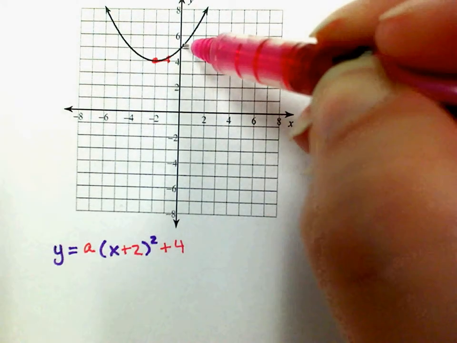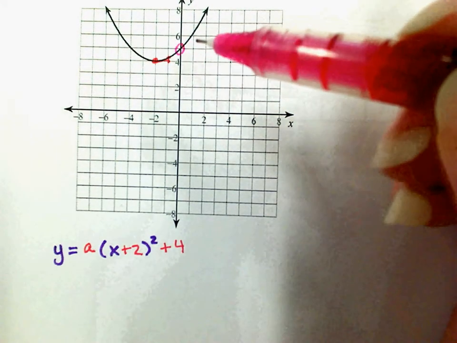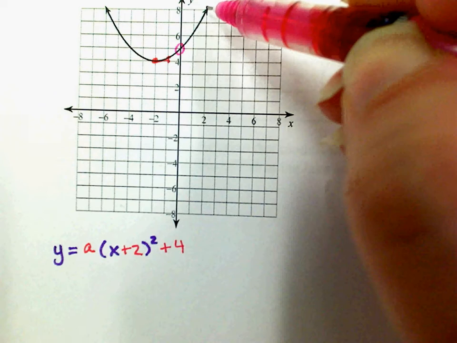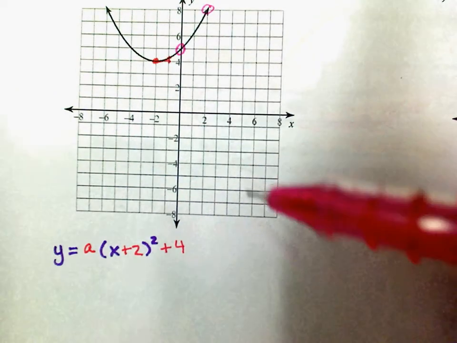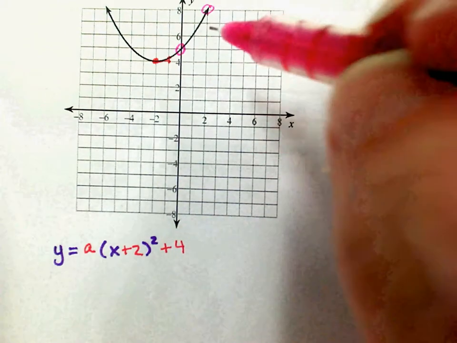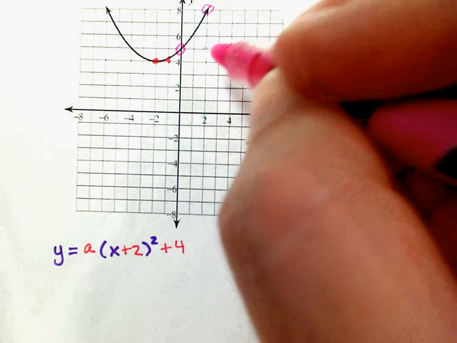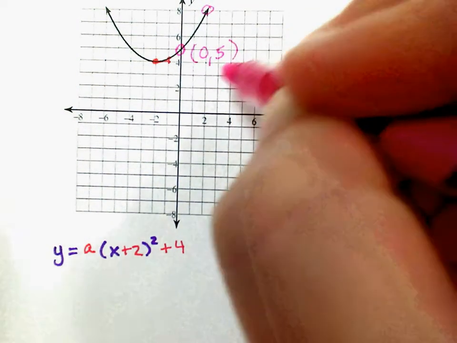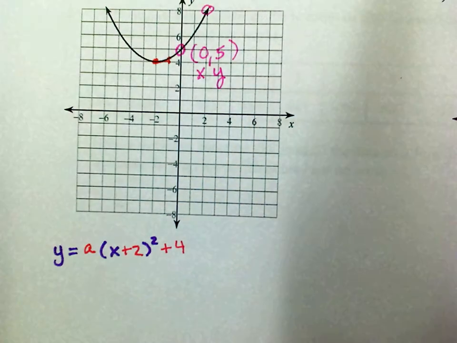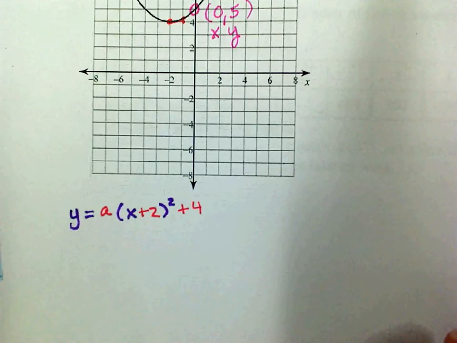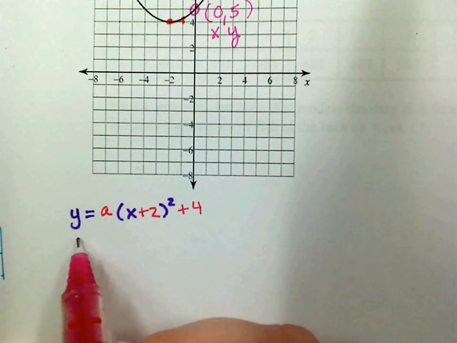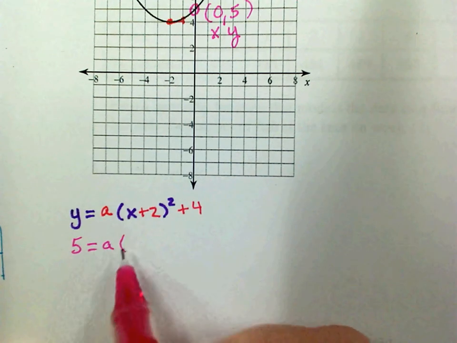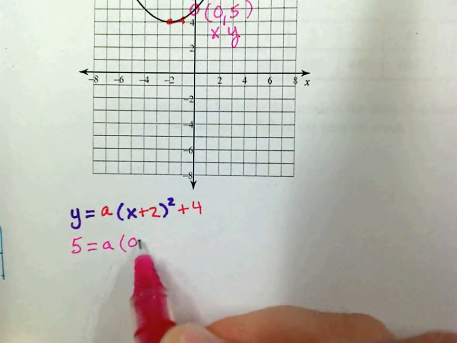Okay, can you tell me a point that the function does go through? 0, 5? You might could have picked 2, 8. It looks like that's another one. You can't pick the vertex again. We already used that one, right? I'll go ahead and use the point 0, 5. That's an x and that's a y, right? So down here, in for y, I'm going to replace what? 5. And in for x, I'm going to replace 0. And then I'm going to solve for a.